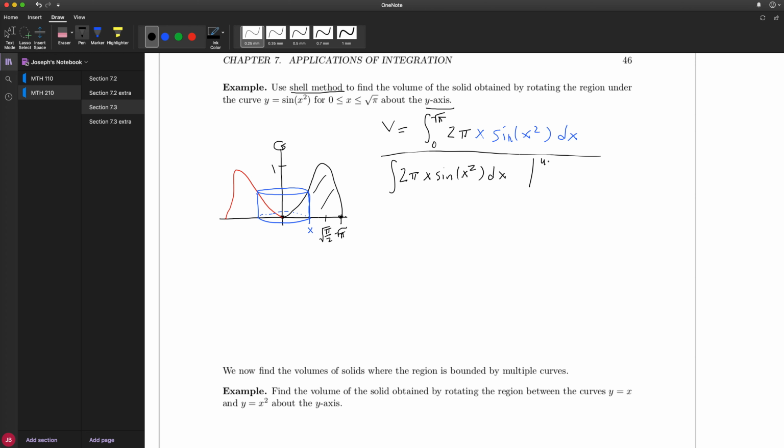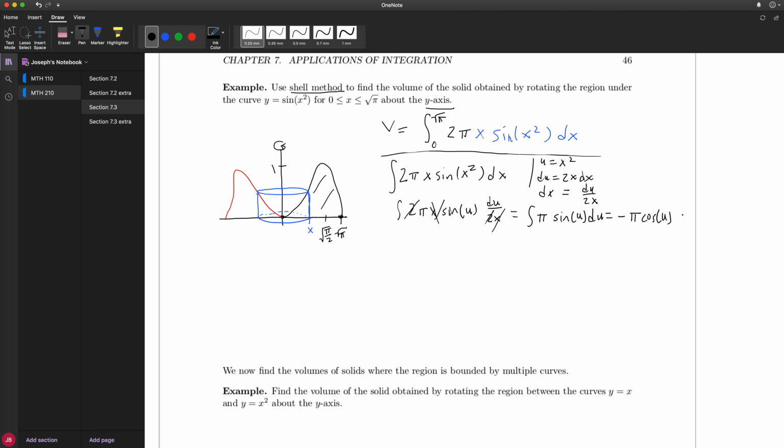Well, we're going to set u equal to x squared. Du is 2x dx, which means dx is du over 2x. And so we get the integral 2 pi x sine u, and then dx is du over 2x. The x cancels, and the 2 cancels. And so we just get the integral of pi sine u du. The antiderivative is, of course, negative pi cos u.